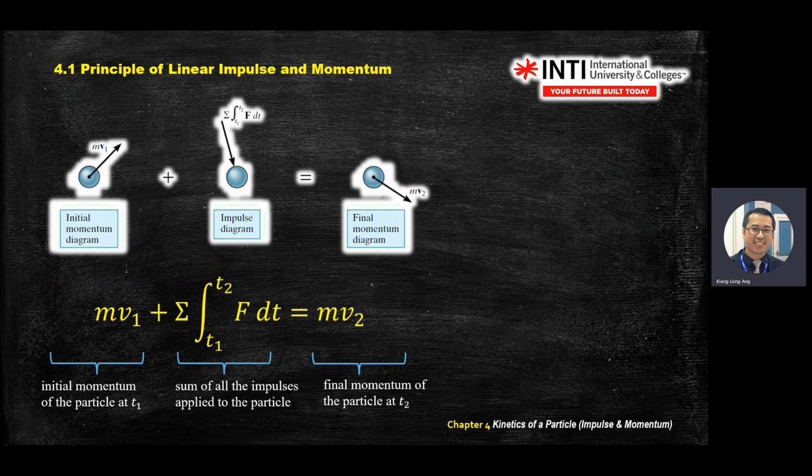Okay, this one may be part of your assessment when you are told to use the principle of linear impulse and momentum. You will be given the initial state. You need to draw where the impulse is and where your final momentum is. The one on the left is called the initial momentum diagram. The center one is the impulse diagram. The right hand side is the final momentum diagram. Basically, it's just completing the vector diagram. Okay.